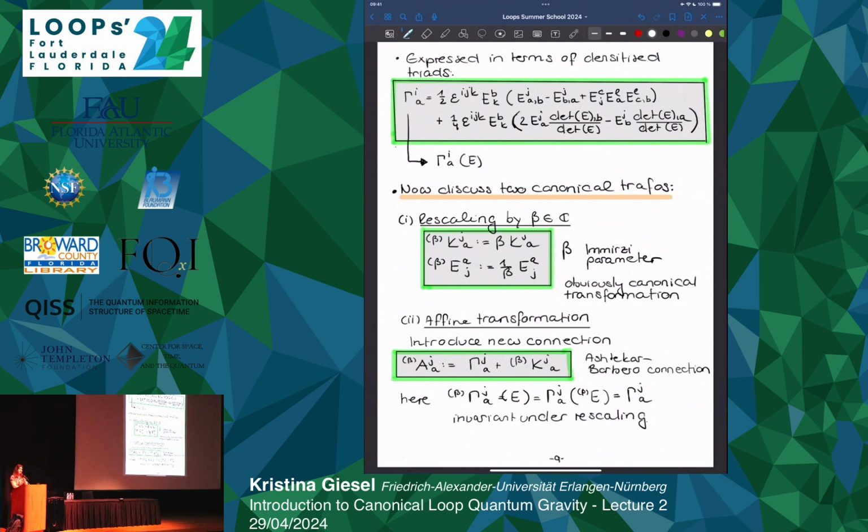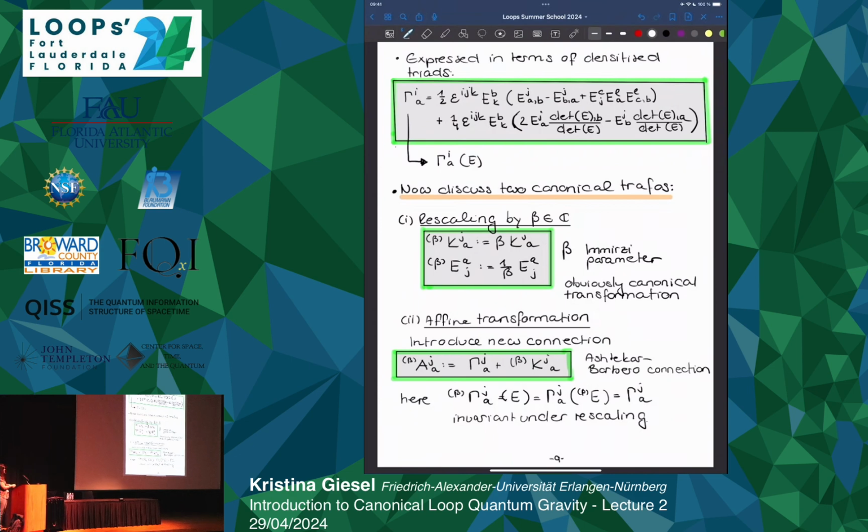Now the 2 canonical transformations that we want to perform are the following. First, I would like to use these K and E variables, and I just want to rescale them by some complex number, which I call beta, and which is known as the Barbero-Immirzi parameter in loop quantum gravity. Now, if I just rescale the configuration variable by beta and the momenta by 1/beta, this is a trivial canonical transformation. Beta can be pulled out of the Poisson brackets, so all Poisson brackets remain the same.